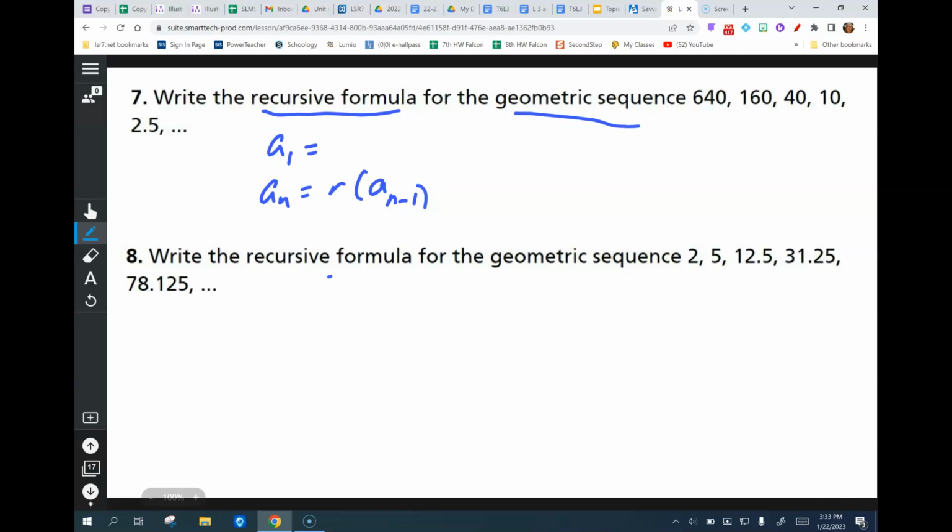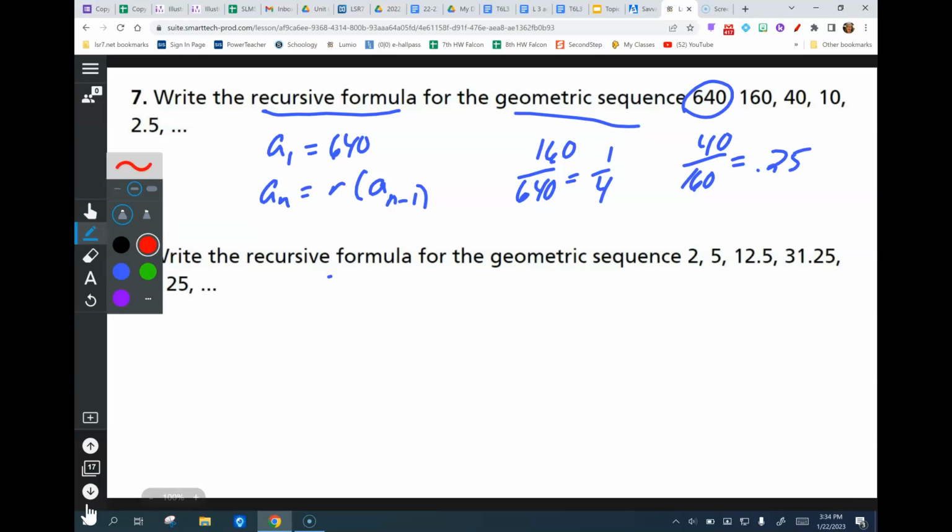Okay, so let's first find a sub 1. That's 640. And we take 160 divided by 640, 16 over 64. We get 1/4. And why didn't I do this? 40 divided by 160, I could have done that without my calculator and gotten 0.25. Now I have no room to write because I wrote so big. So a sub 1 is equal to 640. Oh, look, no, I can just erase that and put in the ratio of 1/4 or 0.25. It doesn't matter which one you do.